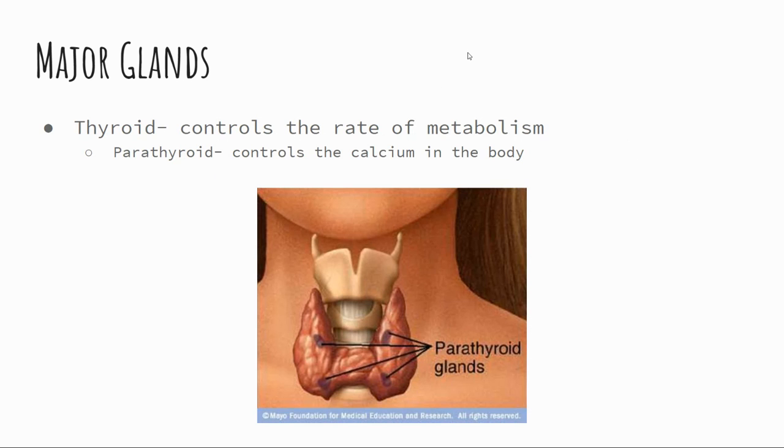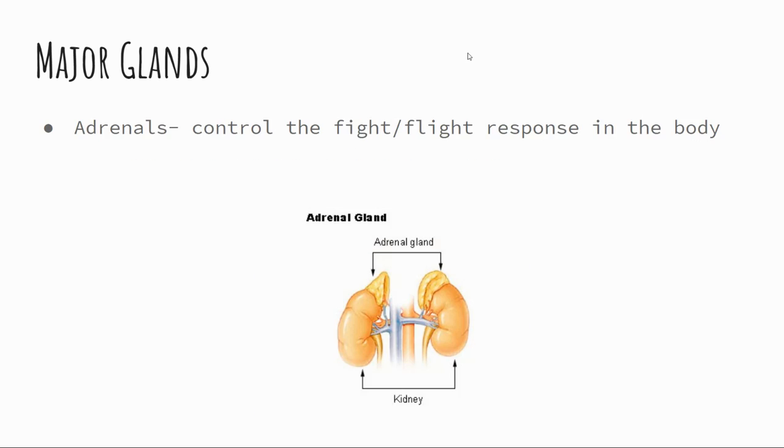The thyroid is going to control the rate of metabolism in the body, and the parathyroid controls the amount of calcium in the body. Adrenal glands are going to control the fight or flight response in the body, and they're typically located on top of the kidneys, and they will produce and inject adrenaline directly into the bloodstream.